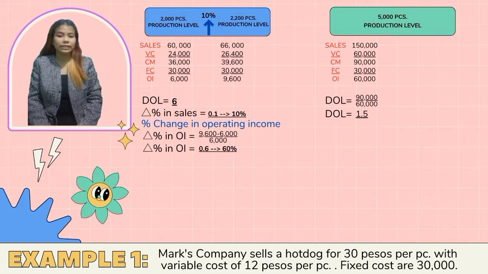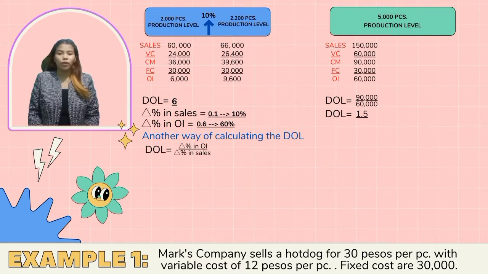So how do these relate? Let's observe the degree of operating leverage. If we take the percentage change in sales, multiply it by the degree of operating leverage of 6, we would get the percentage change in operating income. Another way to look at the degree of operating leverage is basically the percentage change in operating income over the percentage change in sales. So here is the formula. Degree of operating leverage is equal to 60% over 10%, and that will give us 6.